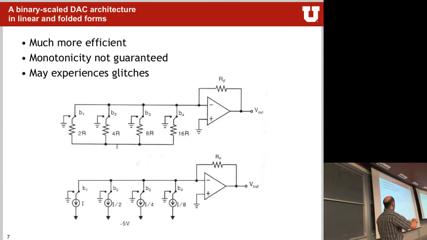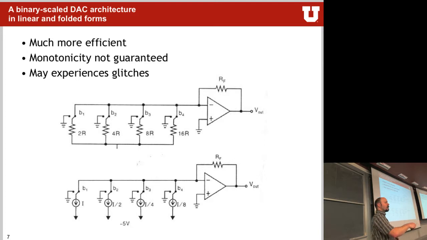What happens on this architecture if you switch around the bits? It does change the resistance, yes. And it could happen that if you flip it over, sometimes in the flipping, the output will drop down before it goes higher up, or it goes first higher up and then drops down a little bit.